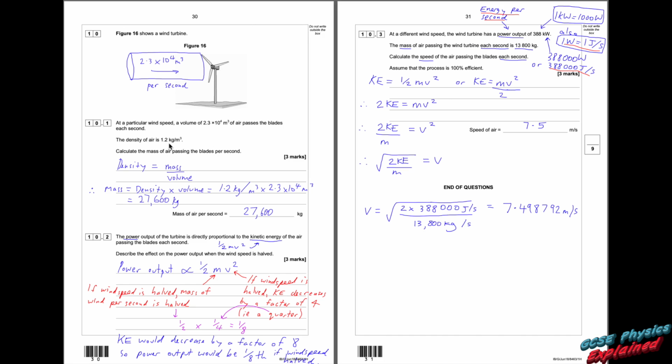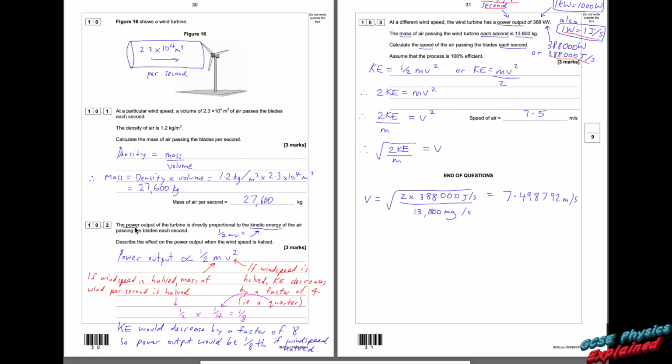So they've gave you a density, they've gave you a volume, we're looking for a mass. Is there an equation that connects those three things? Yes, there is. What is it? It's density equals mass over volume. We're looking for mass, so rearrange it to find mass equals density times volume. There's your density, there's your volume, and that is your mass.